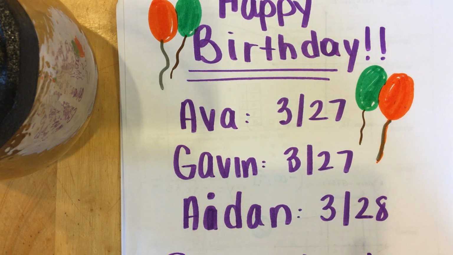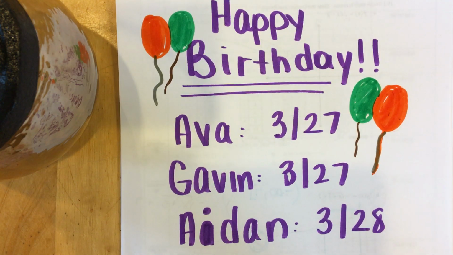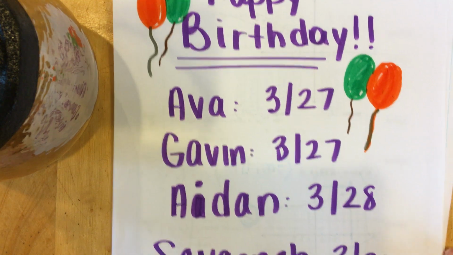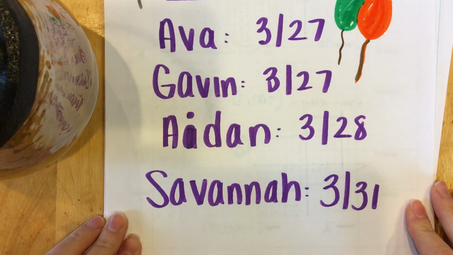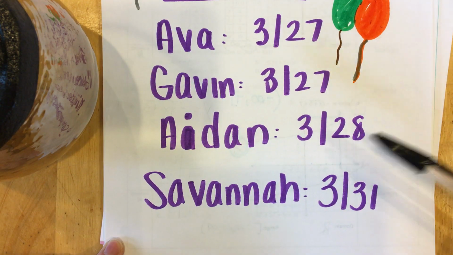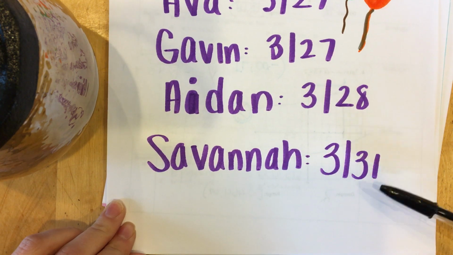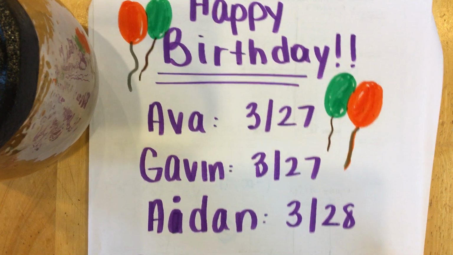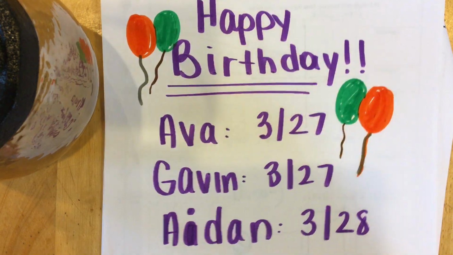Today is going to be Tuesday, March 31st, so I'd like to wish a happy belated birthday to Ava, whose birthday was the 27th, Gavin, whose birthday was the 27th, Aiden, whose birthday was the 28th, and then Savannah, whose birthday is today. Happy birthday to all you guys. I wish we could have celebrated together, but we're staying safe at home, and that's what's important.